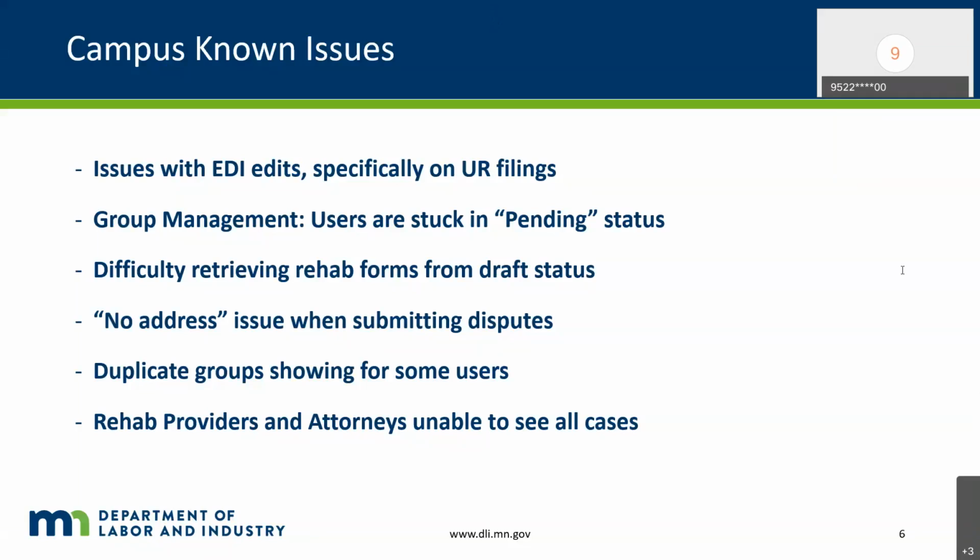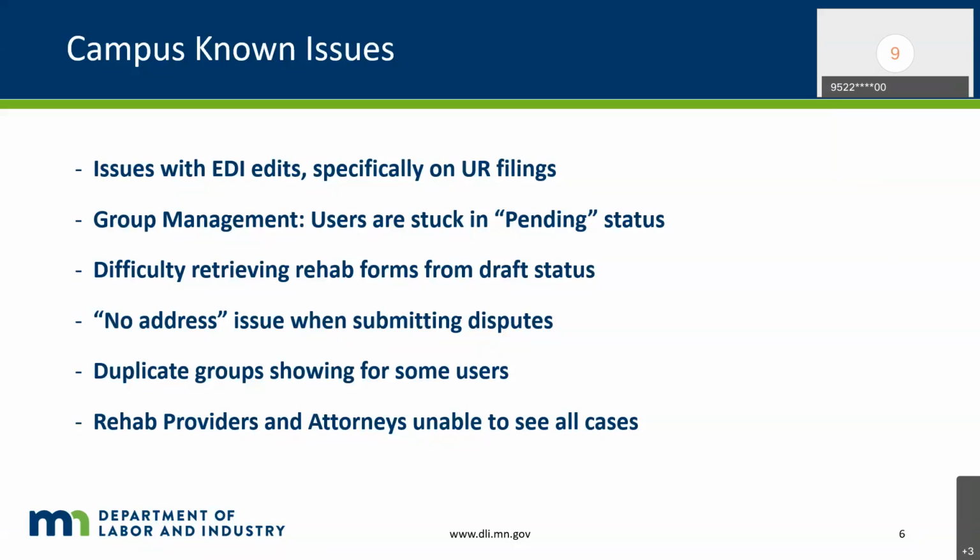Difficulty retrieving draft statuses on the rehab forms. We have some fixes in for that that will be coming out tomorrow. So those shouldn't be an issue on any of your new filings when you're trying to save stuff as a draft. No address issue when submitting disputes.